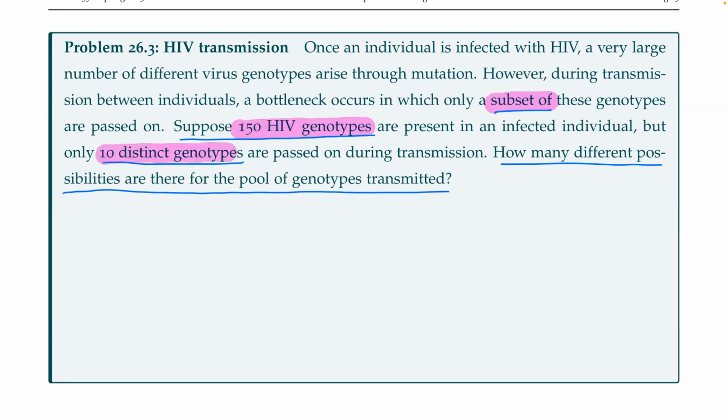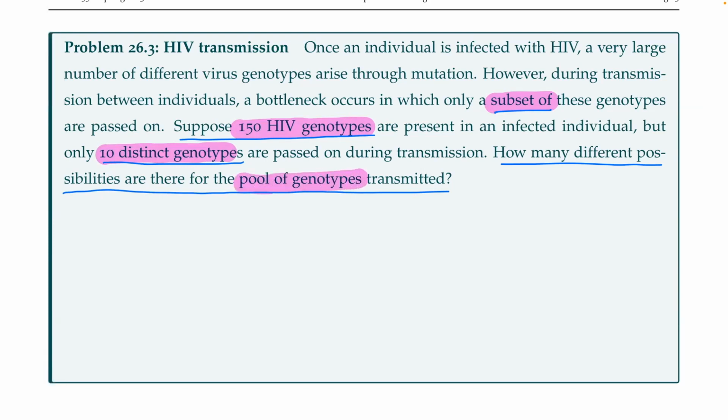Only 10 distinct genotypes are passed on. So we've got our N and our K. Our N is going to be 150 and our K is going to be 10. We don't know yet whether it's a permutation or a combination situation, but here we're asked how many different possibilities are there for the pool of genotypes transmitted, okay?